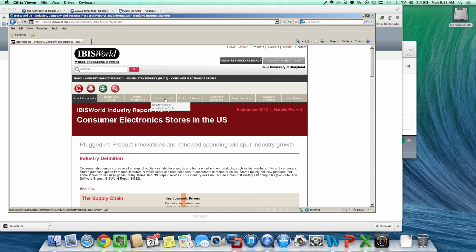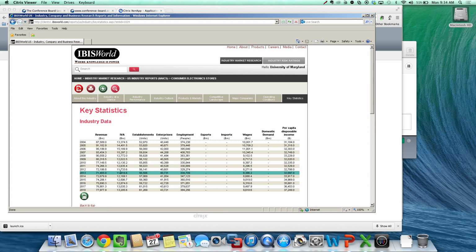And one of the nice features here is over here on the right-hand side is the industry outlook. That's basically, they've done a 5 forces analysis already, right? And as a matter of fact, if I come over here to key statistics, they also have forecasted growth rates for the industry already done. So again, as we think about the future, we can use some of these data sources to help us understand what the future of the industry is.